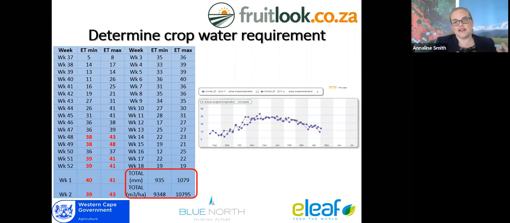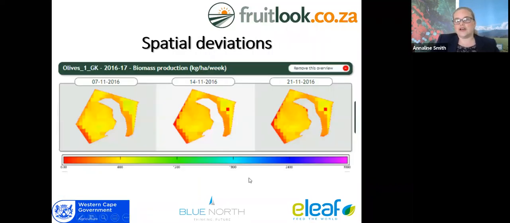If you make something like silage, that is where you're actually harvesting all the biomass, well, two-thirds of the biomass. It would be quite interesting to see how that would correlate to our biomass calculations as well. Okay, so let's see how you can pick up variations in the spatial deviation.